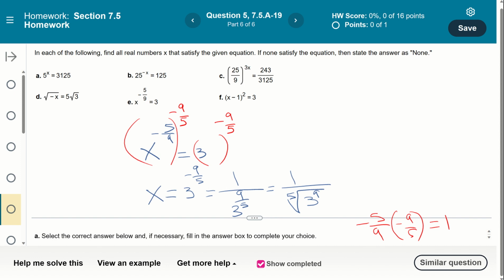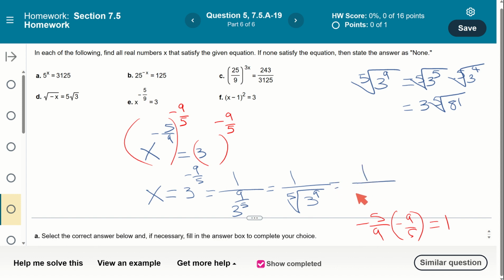Now, if you recall, if I take the 5th root of 3 to the power of 9, I can break it up as the 5th root of 3 to the power of 5 times the 5th root of 3 to the power of 4, right? Now, the 5th root of 3 to the power of 5, that's just 3, right? So I get 3 times the 5th root of, now 3 to the 4, that's 81. So that's how I end up with 1 over 3 times the 5th root of 81 for that one.